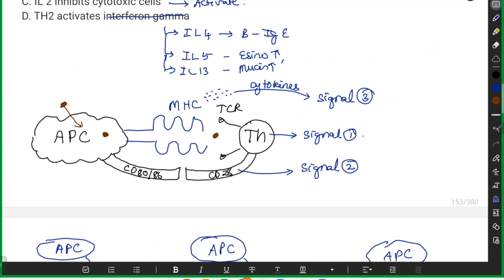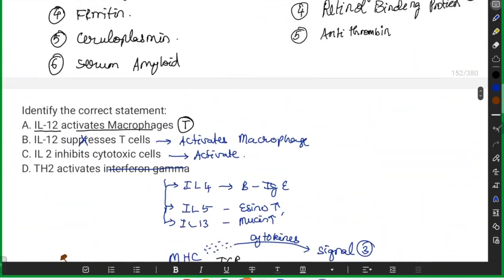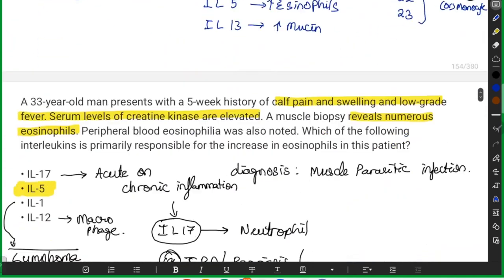And signal number 3 is the release of cytokines. The release of cytokines like interferon gamma, interleukin 4, interleukin 1, 6, that is also very important. Okay, so now coming back to this question, it is clear, I guess, to everyone. Next, we are going to move towards the next question.